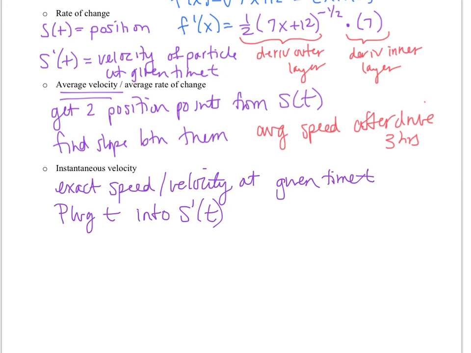Okay? If we are trying to figure out average velocity from a graph, we would get those 2 points and then calculate the slope between them. If we were trying to figure out instantaneous velocity from a graph, we would have to find the slope of the curve at that point.